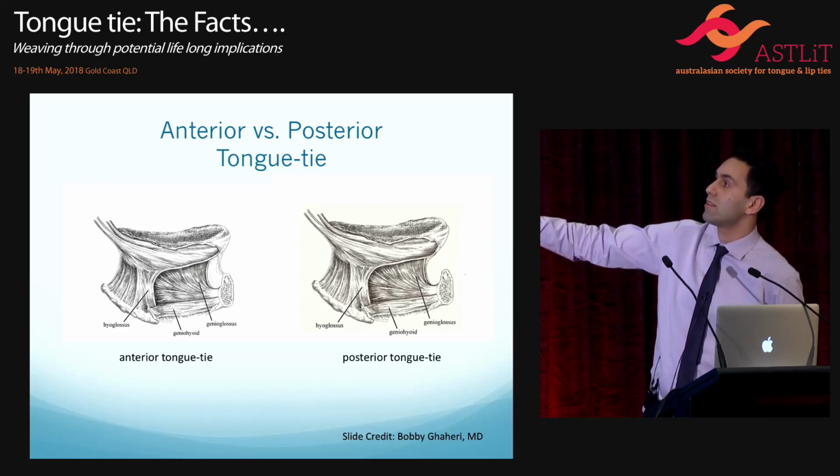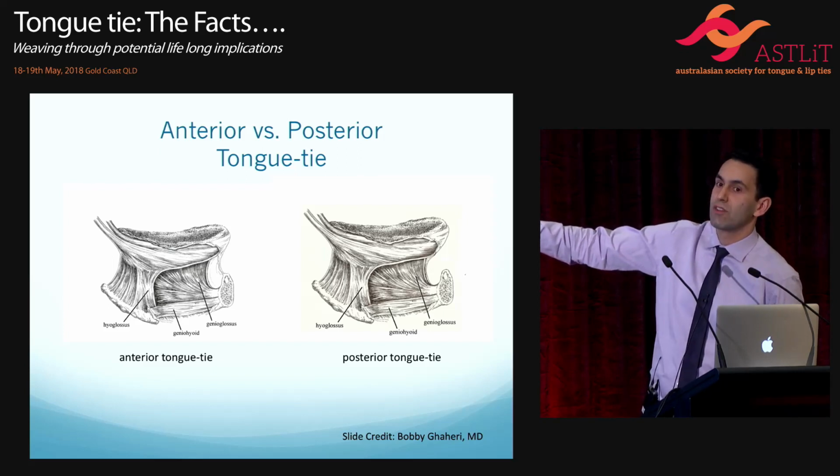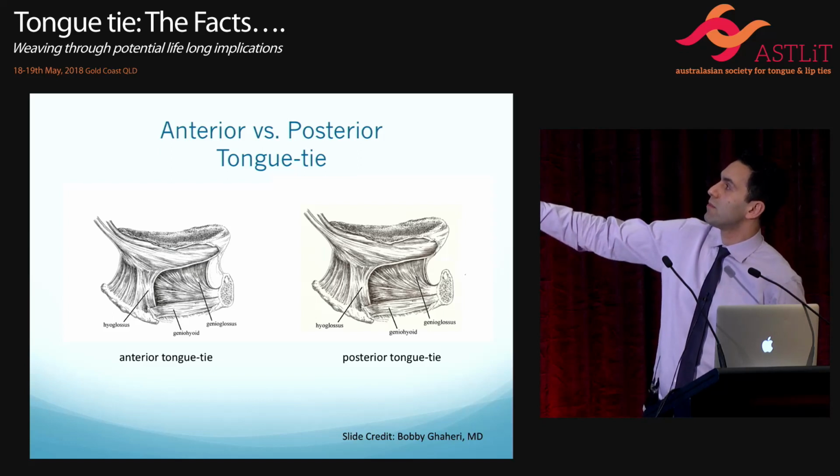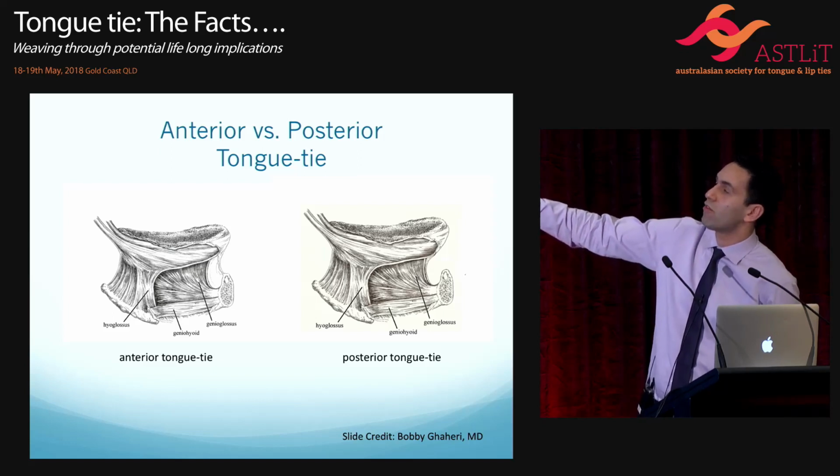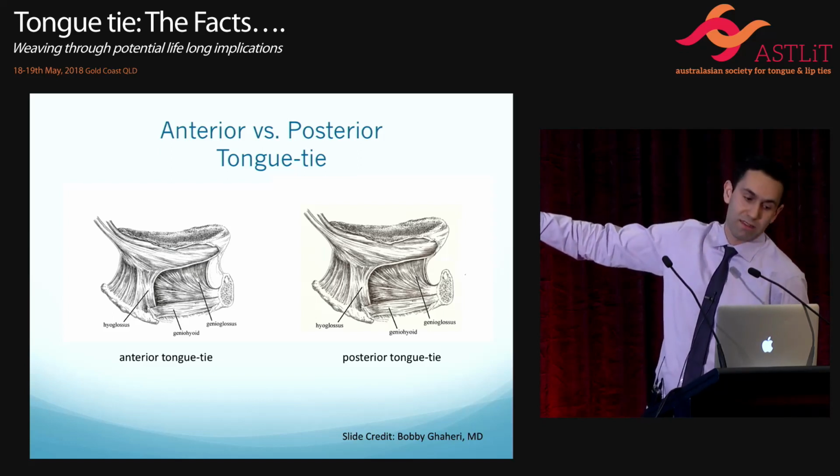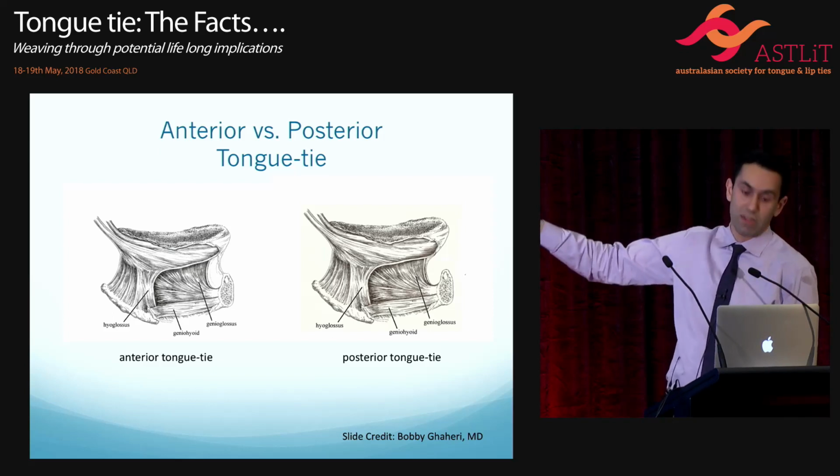And what he sees is that a lot of people are just cutting the mucosa because they're afraid of getting bleeding and issues like that. But he advocates going a little bit more to freeing up that fascia. And that's what he considers an anterior versus posterior tongue tie.